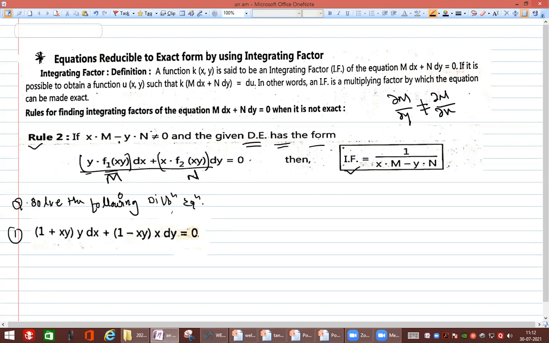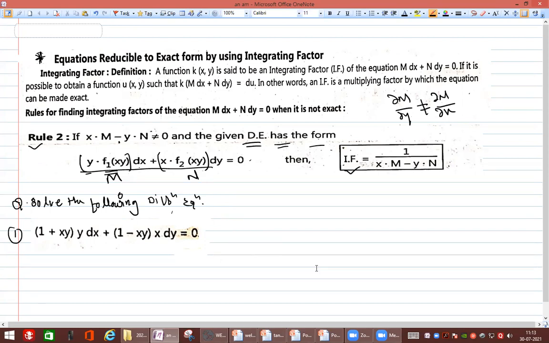If in this M dx plus N dy, y is common in M and x is common in N, then we move towards rule 2 to find the integrating factor. Clear? But before that, check whether it is non-exact or not. If it is non-exact, then go towards rule 2, and the integrating factor is 1 upon (x into M minus y into N). So without wasting time on this theoretical part, let us move towards the example.